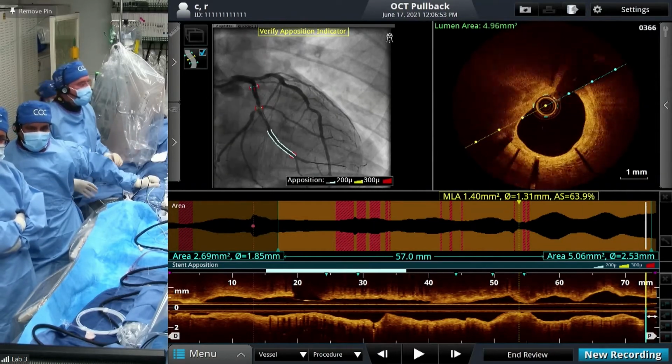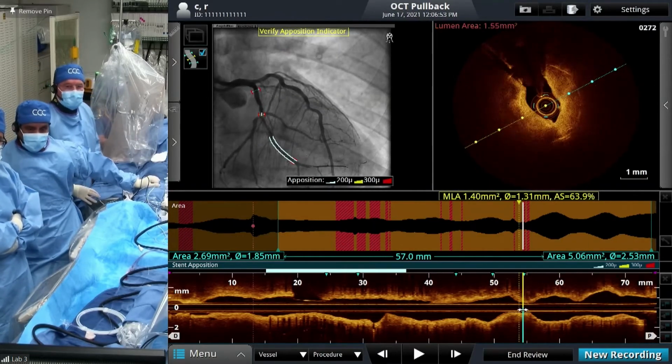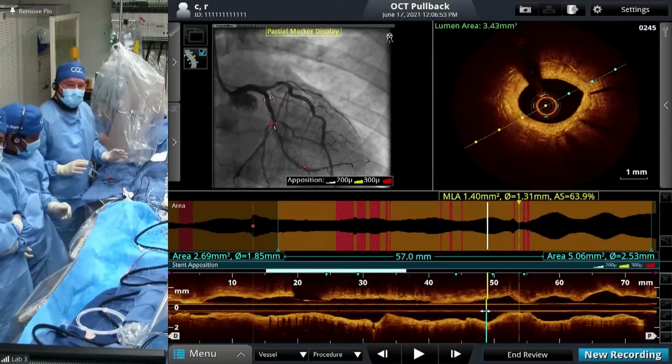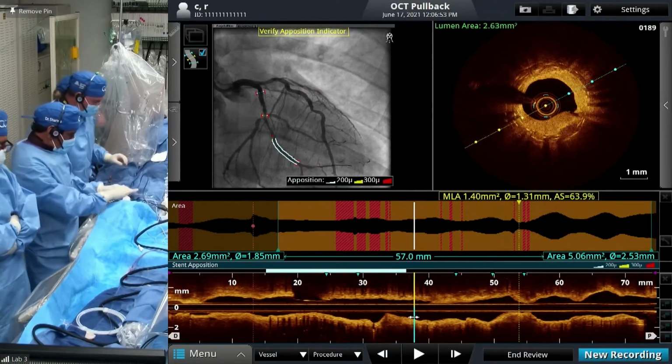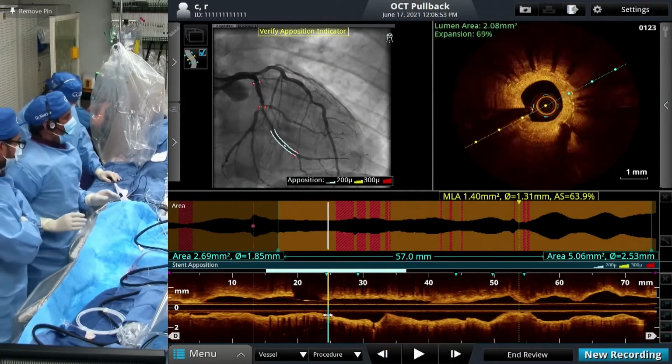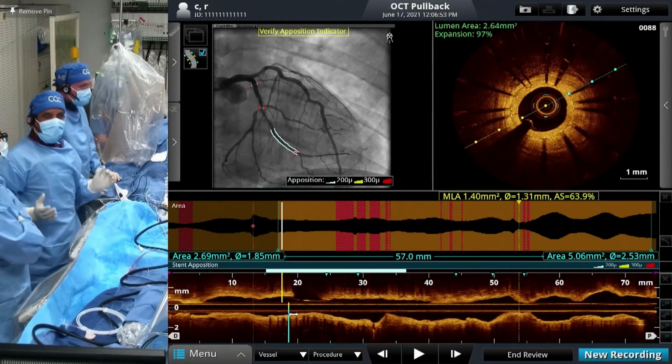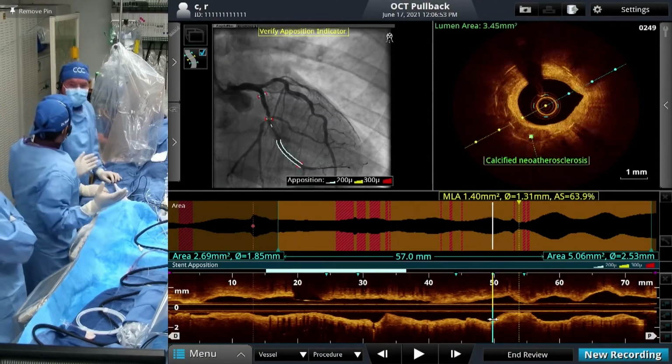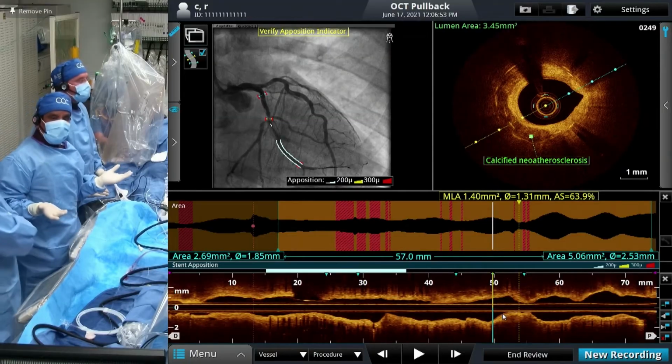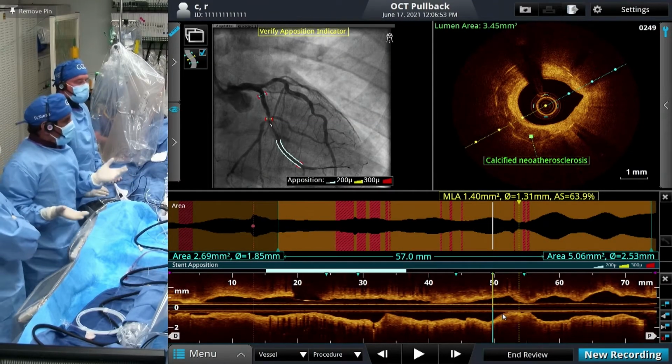Calcific ISR. Calcific ISR is what you're showing us. Calcific ISR, exactly, in one single case. The other question is, why is it not a calcific neoatherosclerosis? Correct, that's what it is. Yeah, neoatherosclerosis developed and now it's very calcified. That's exactly what it is.